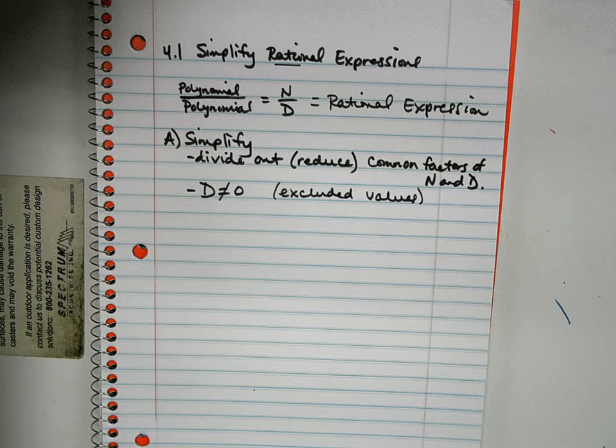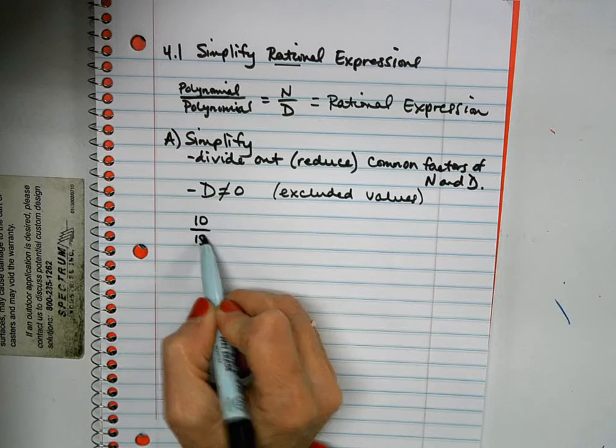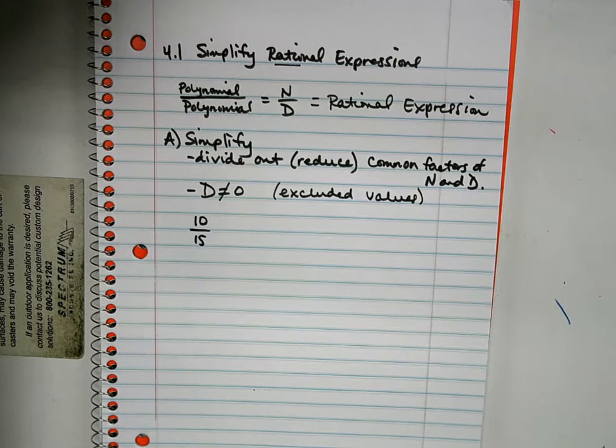Okay? So back to what you know really well. You know how to reduce pretty easily 10 over 15. You do it without really even thinking about it much, right? What's that reduced to? 2/3. Now what did you do? Think about what you did. You divided by 5. 10 and 15 shared a common factor of 5.